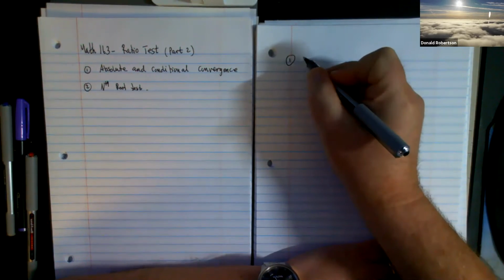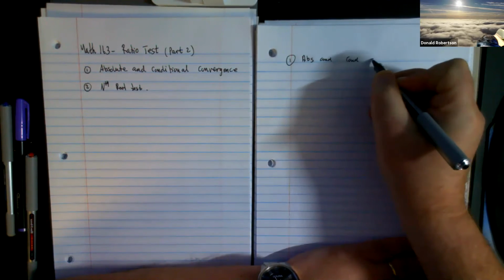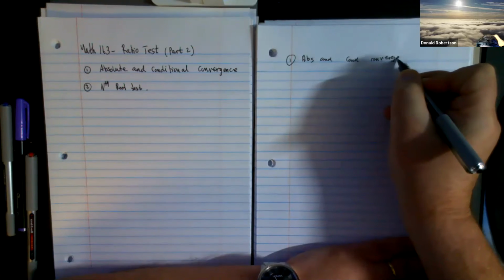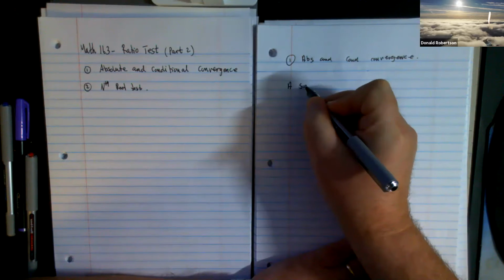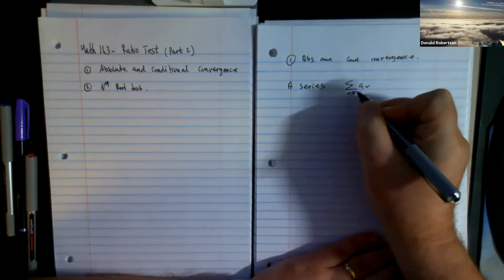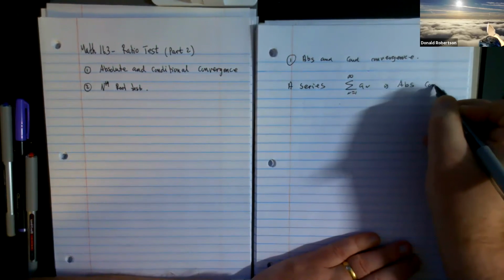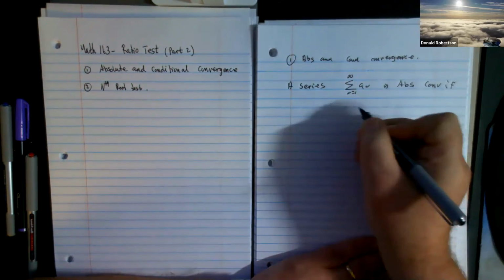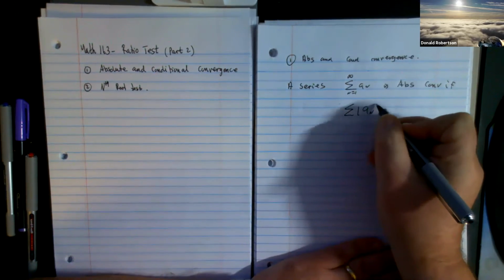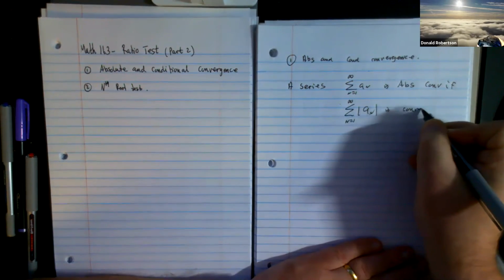So let's look at this fella. Absolute and conditional convergence. A series, the sum of an, n equals 1 to infinity, is absolutely convergent if this series is convergent.